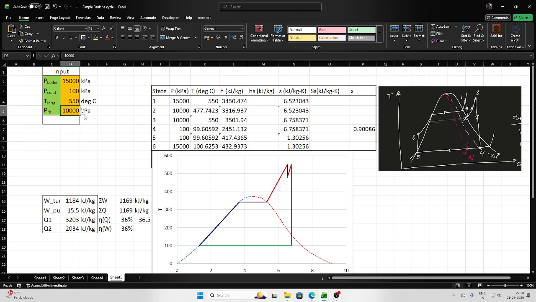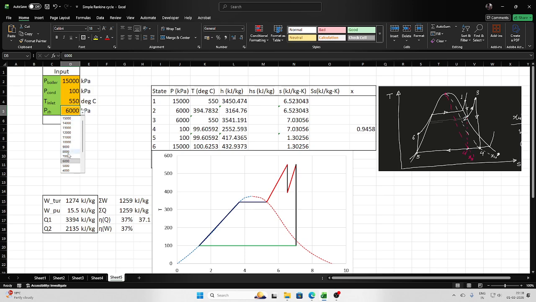From 110 to 100, then to 90 bar, then 80 bar, then 70 bar, and then 60 bar. As I reduce the reheat pressure, you can now see very clearly the reheat value, and at the same time you can see that this expansion line has moved toward the right, resulting in a better dryness fraction at the exit of the turbine, this one.